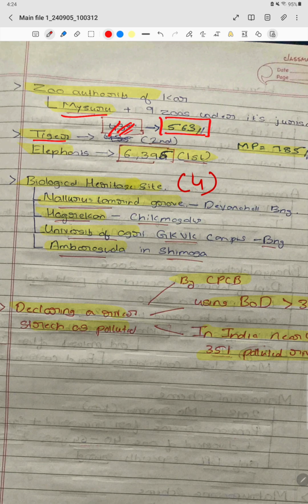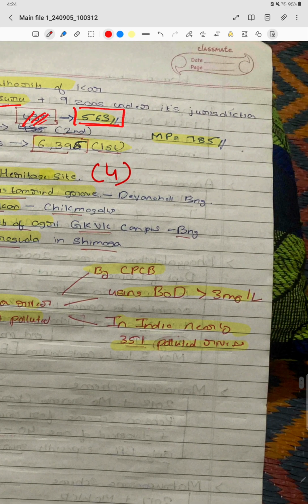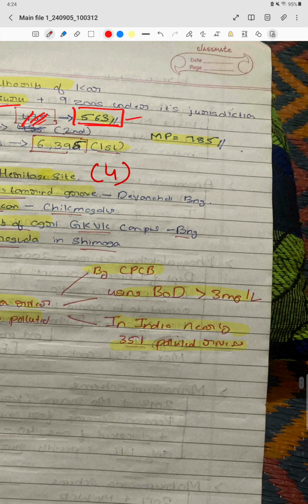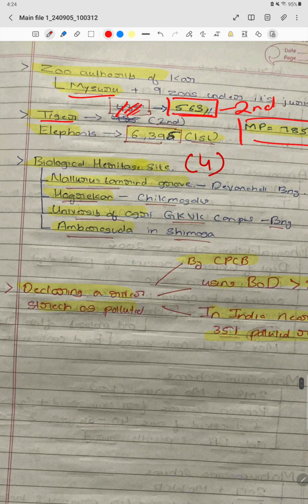So just remember this: 563 is the current population of the tiger, and by this we are second. The first one is Madhya Pradesh, with 785 tigers.